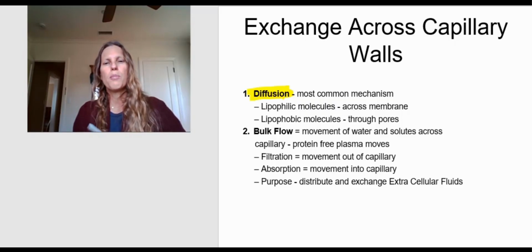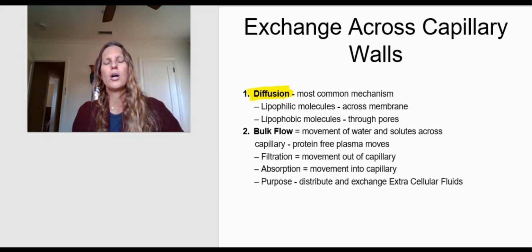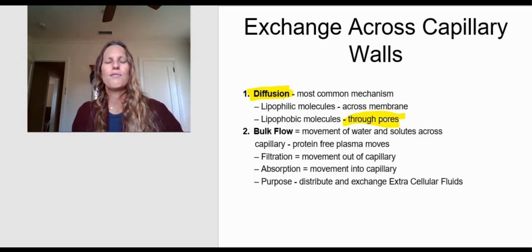Now, lipophobic molecules, things that are not lipid soluble, still are able to pass across the walls of the capillaries because they're allowed to go through those pores, but they've got to be small, right? Not gigantic things like proteins, but small lipophobic molecules that we find in the plasma will be able to travel through those pores as well.